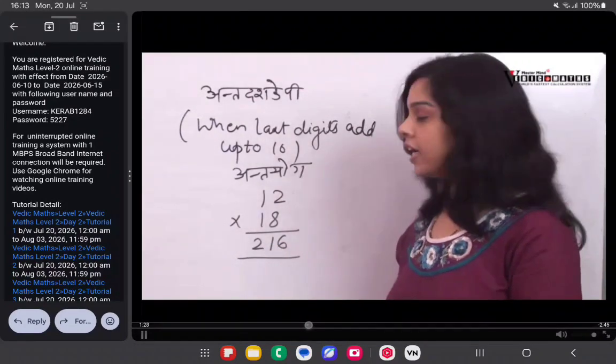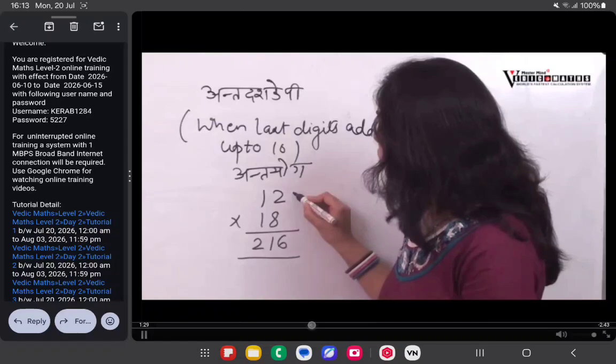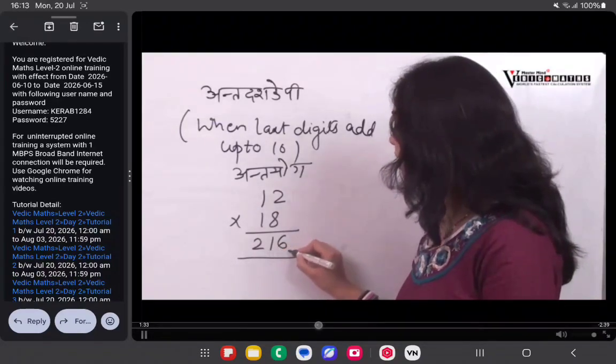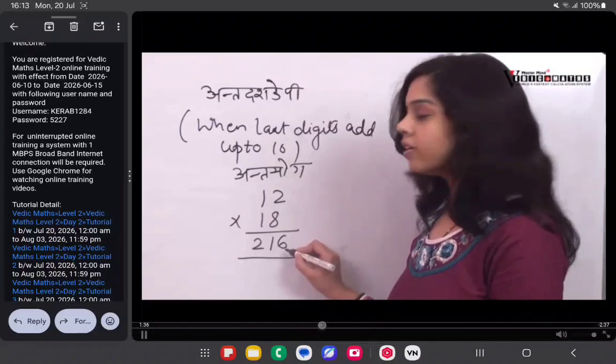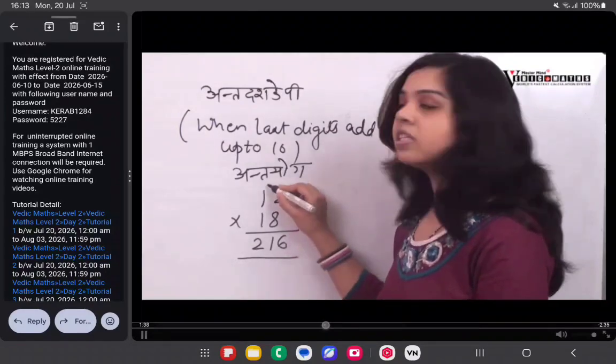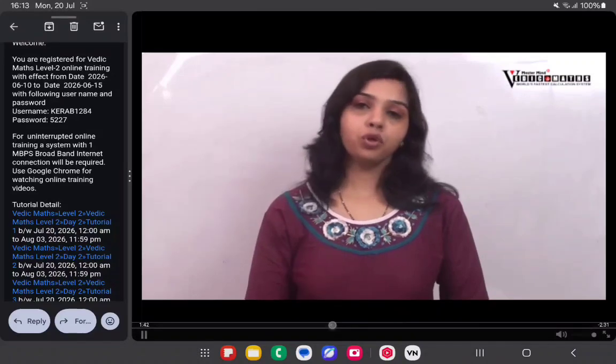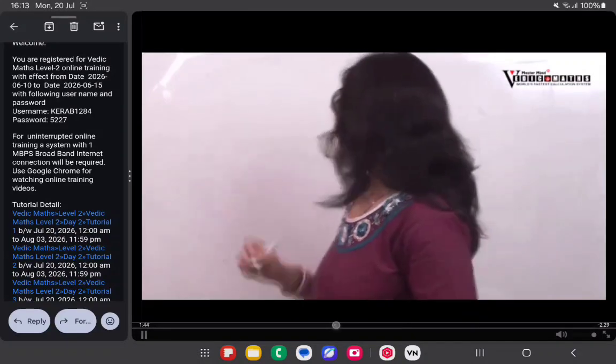The consecutive number of 1 is 2, that means 1 into 2 is 2. Since it is a special case, we write 2 into 8 is 16, so we have to write 16 here as a 2-digit number. We cannot write 6 here and carry forward 1, because it is a special case. Let's take a few more examples.